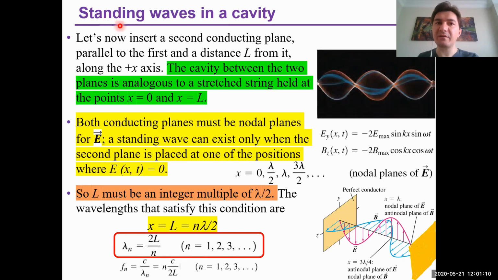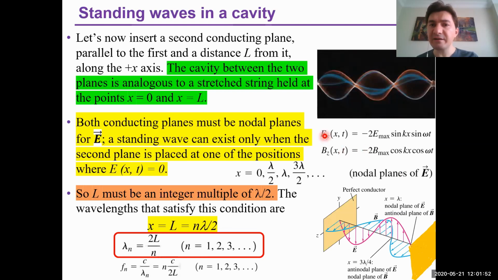What happens if we have standing waves in a cavity? What is the cavity? Here we have a metal plate, and here we have another metal plate, and the incident wave is reflected from that conductor, and it is also reflected from that conductor. So finally we have this type of behavior, a standing wave in a cavity, like the strings of the musical instruments, which we have discussed in chapter 15.